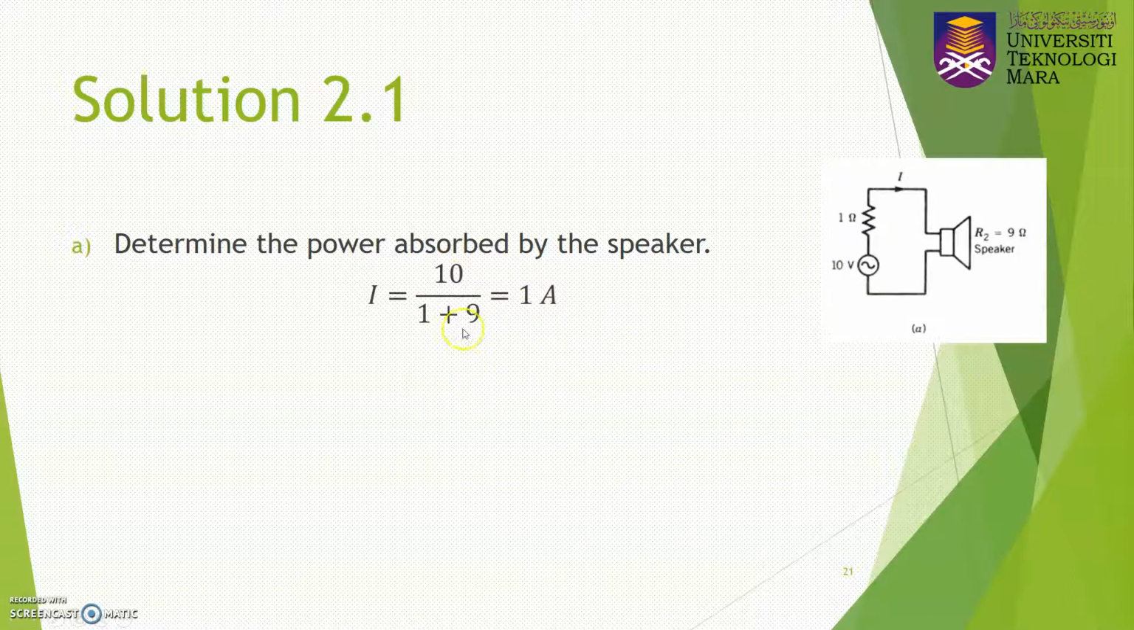Once you know the value of I, then you can find the power, where P will be equal to I squared R. In this case, I is 1 and R is the resistance of the speaker, because we want the power absorbed by the speaker. So R of the speaker is 9 ohm. So 1 squared multiplied by 9 is equal to 9 watt. Okay, and then that settles part A.